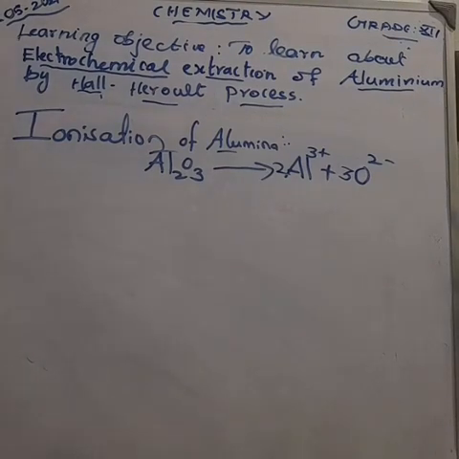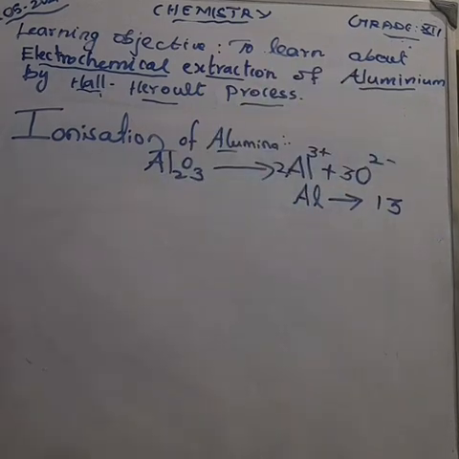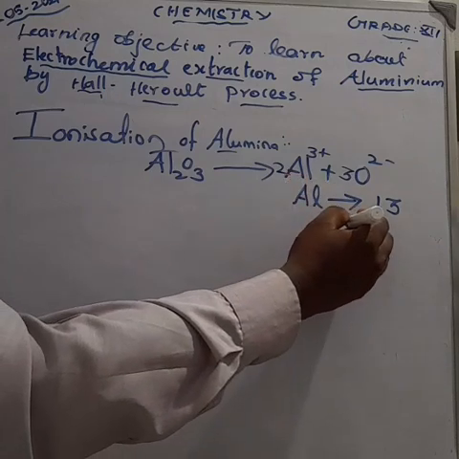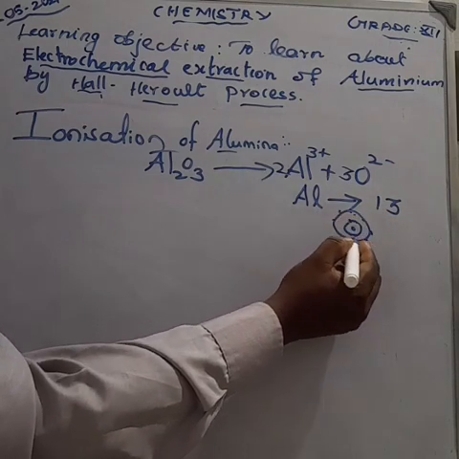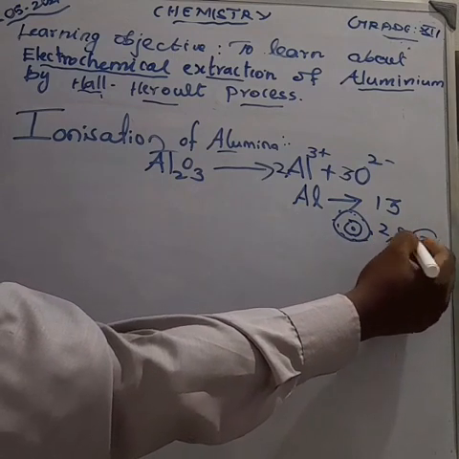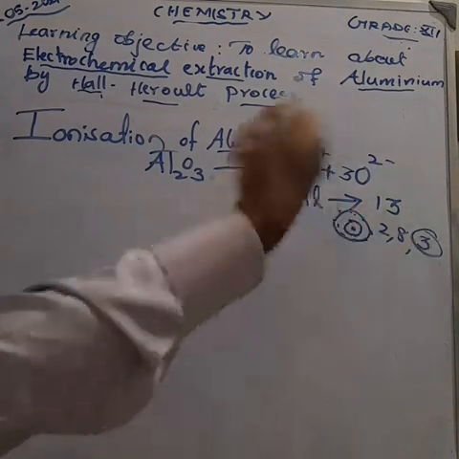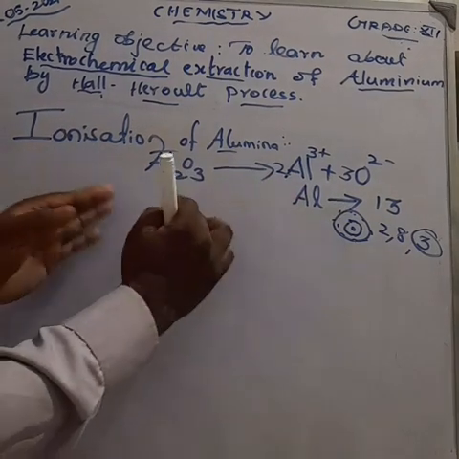Here we get the charges. How do we get these charges? What is the atomic number of aluminium? It's 13. In the first shell we can accommodate 2 electrons, in the second shell 8 electrons, and the remaining 3 electrons are in the outermost shell. These 3 electrons are lost during electrolysis. Electrolysis is the process by which an electric current is passed through a substance and it splits into ions.